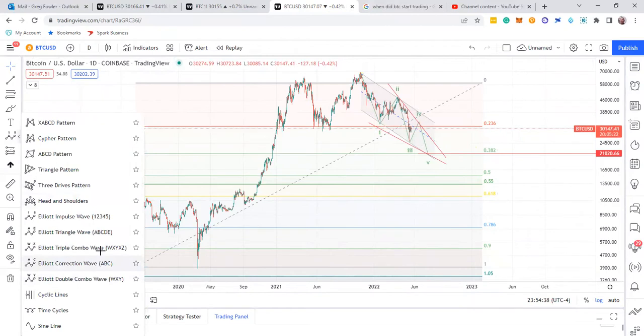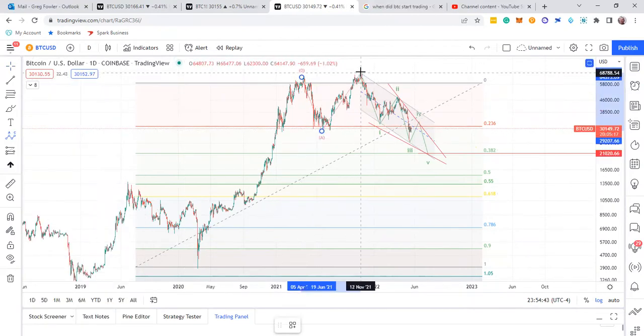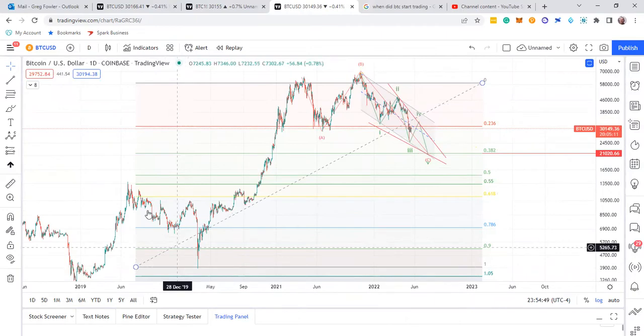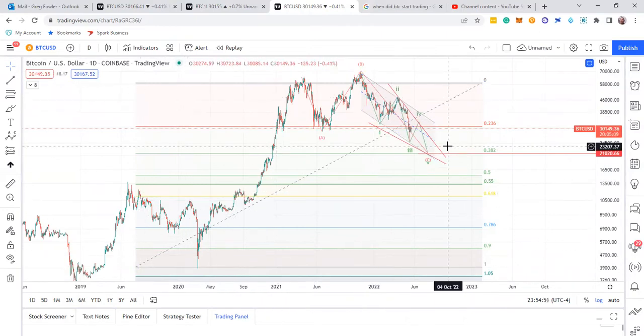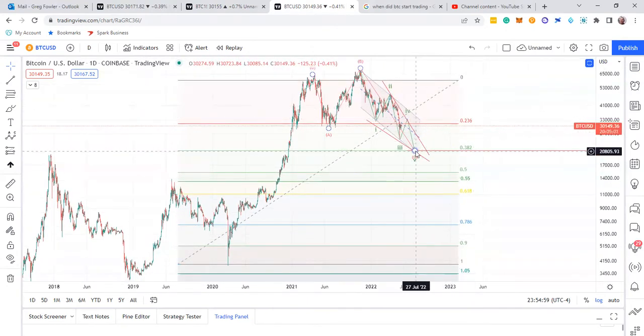This would be a flat structure, even though it's an A, B, C. So it'd be A, B, C. Okay. That's the other. So it's a flat. This is a zigzag, and this one's a flat. So it's alternate ways with both of these corrections. Okay. So still, it comes to the same area. It's just going to take longer. This is my primary count. I like this the best.